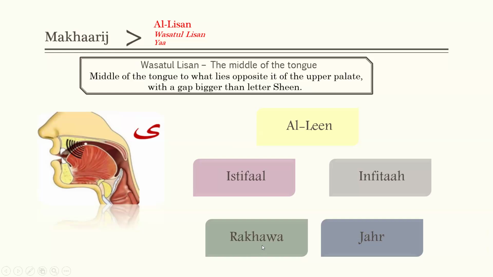And there's an open articulation point, so the ya is a rakhava letter, so the sound runs. This is why it gets a bit tricky with the sakina and the mushadda state. Now it's a letter of istifal because the back of the tongue is lowered, so it's a light letter, and because of istifal, infitah.